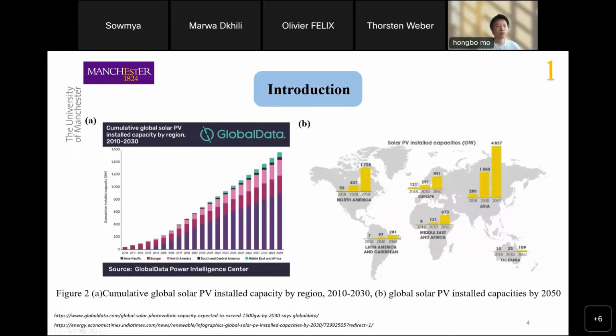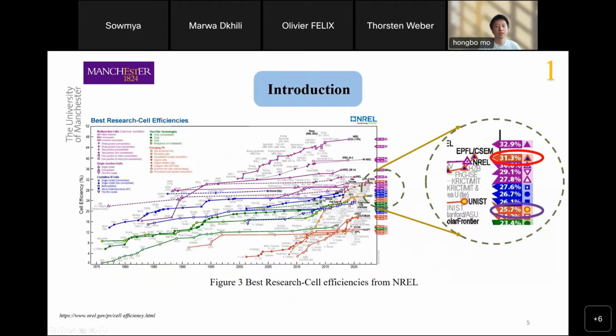And from Figure 2B, we can see that by 2050, the solar panel capacity will further increase all over the world, especially in North America, Europe, and Asian countries. So perovskite solar cells are one of the most promising candidates for the new generation of solar technologies. To date, a record efficiency of around 25.7% has been achieved by single-junction perovskite solar cells. And for silicon and perovskite tandem solar cells, 31.3% is achieved.